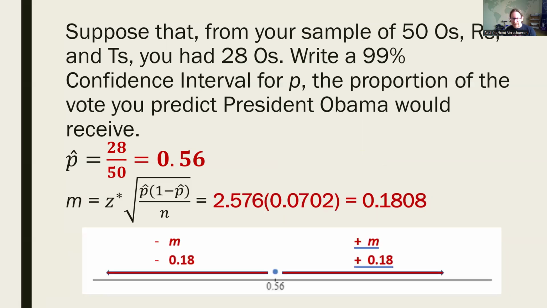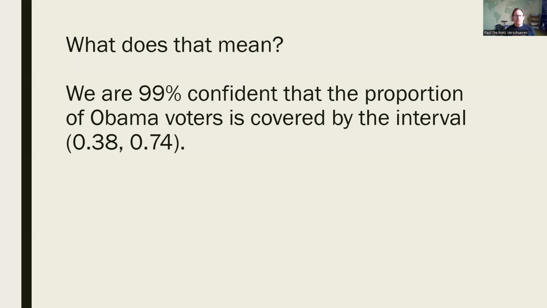And that's what that illustration is to show: the way we create a confidence interval is by putting our sample proportion in the middle and then adding and subtracting 0.18. What does that mean? It means we're 99% confident that the proportion of Obama voters is covered by the interval 0.38, 0.74, as in we're really confident, 99% confident that Barack Obama is going to get somewhere between 0.38 and 0.74, or 38% and 74%.